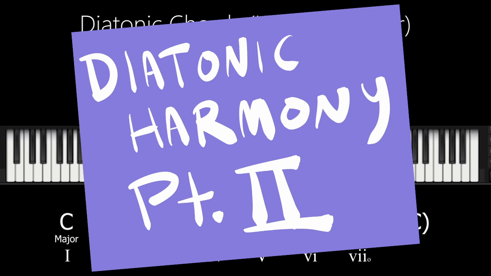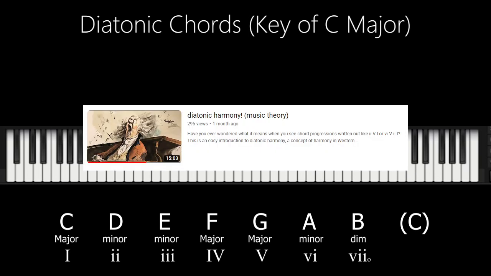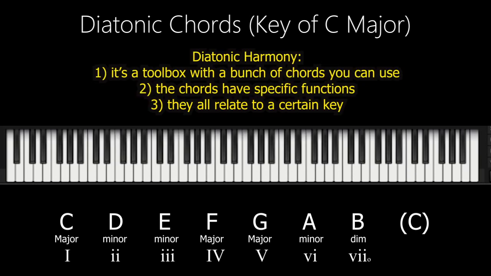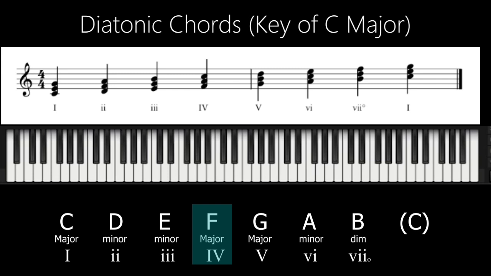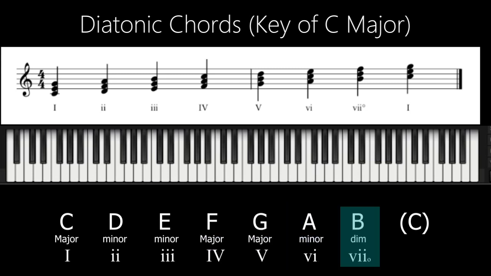Diatonic Harmony Part 2. Okay, so what is diatonic harmony? We talked about that in our last video. We have essentially a toolbox of chords we can use in a certain key that will sound good together. And here's what we have. The 1 chord, 2 chord, 3 chord, 4 chord, 5 chord, 6 chord, and 7 chord. That doesn't really mean anything by itself, so let's talk about the individual functions of each of those.